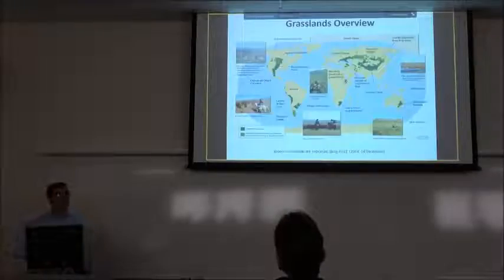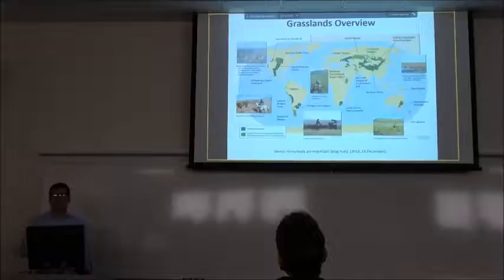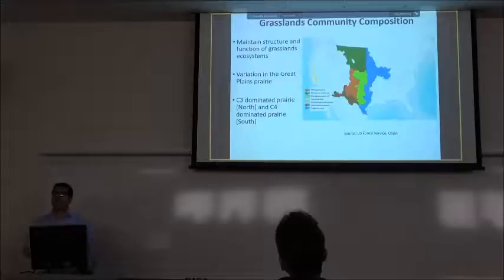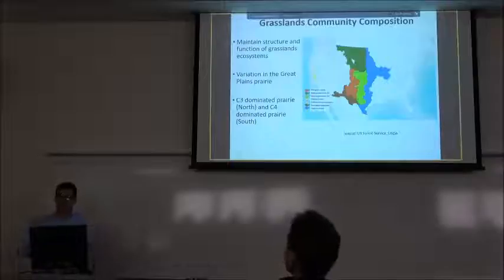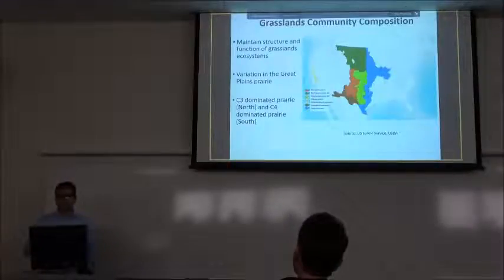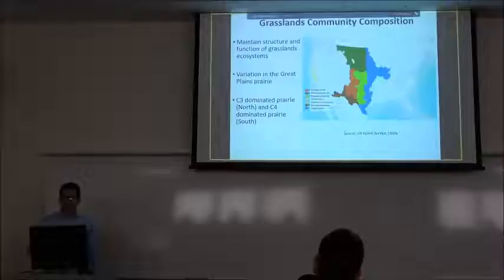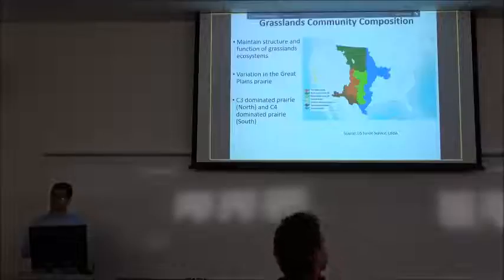However, the services provided by the grassland vary mainly due to the grassland community composition. It is the community composition that helps to maintain the structure as well as the function of the ecosystem. When we look at the grassland of the Great Plains, the northern area is mostly dominated by C3 species, whereas the southern area is mostly dominated by C4 grassland species, especially in the western region. This is mainly due to the natural variation in the gradient from east to west in terms of rainfall, and from north to south in terms of temperature.